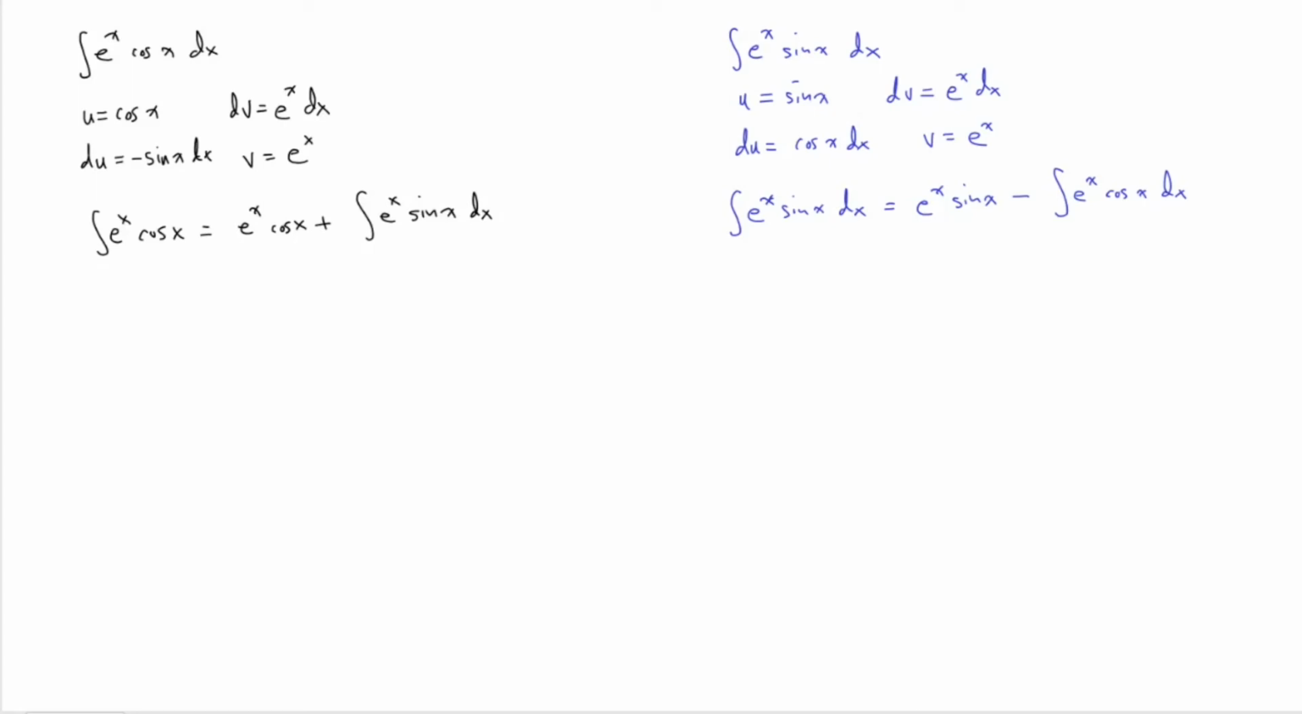cosine of x dx. And it doesn't look promising. We've now turned the integral of e to the x sine of x back into something in terms of the integral of e to the x cosine of x. Let's see what happens, though, if we substitute this result back into our original problem. Again, it still doesn't look promising. We're trying to compute the integral of e to the x cosine of x dx, and we get that it's equal to some expression minus the integral of e to the x cosine of x dx. Well, if we knew how to compute that, then we'd be done. So it sort of looks like a dead end.